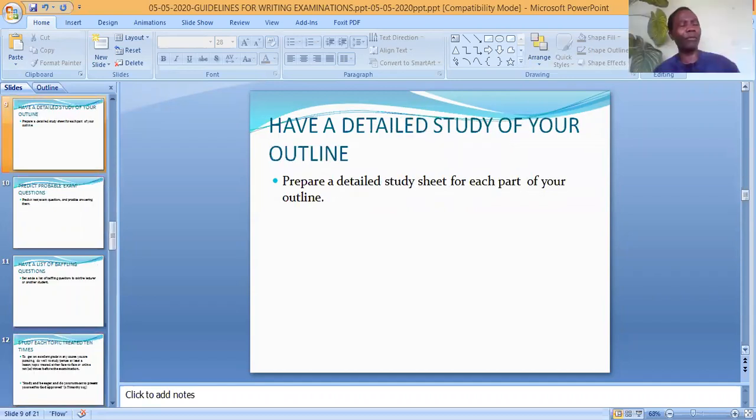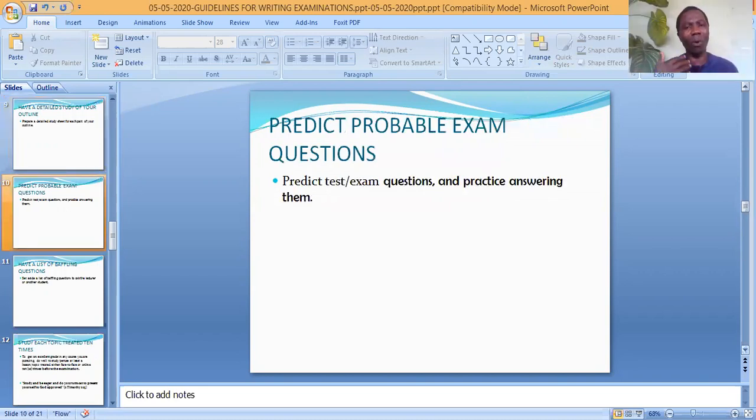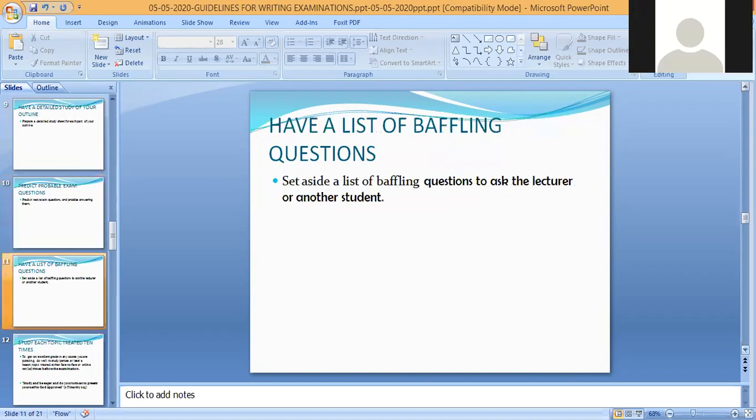Then after you have the specific topics or examinable topics, you shouldn't forget to have a detailed study of them. You have to do a detailed study of that work or that outline. You prepare a detailed study on each of them for the examination day. And then you predict probable exam questions. We said all that. And then you have a list of baffling questions, just as I said.